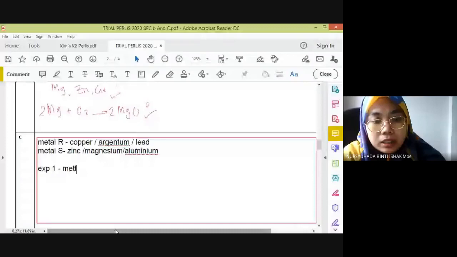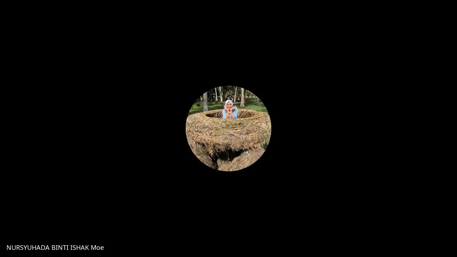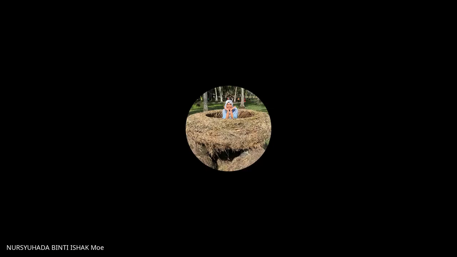Okay, eksperimen 1. Point yang pertama tulis, iron metal or iron nail is more positive than metal R, 1 markah. So what happen to iron bila dia more electropositive? Iron will release electron and oxidize into Fe2+.